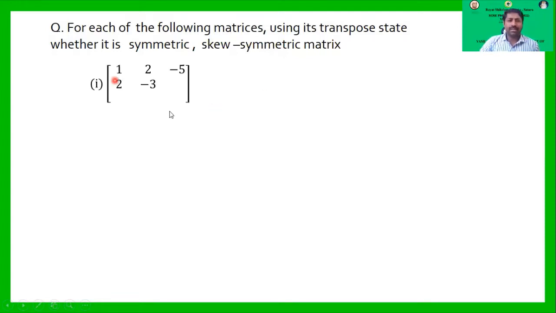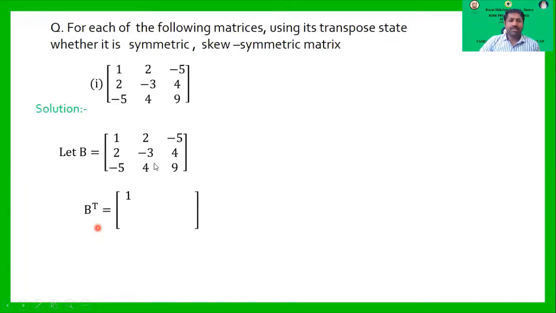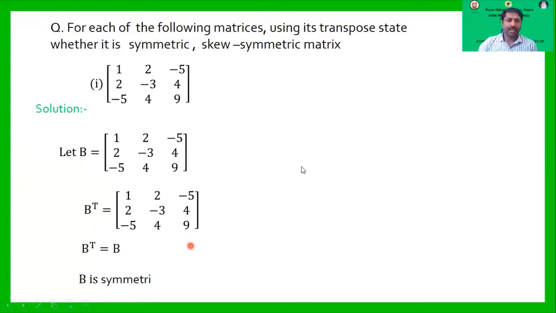Consider the example. This is a matrix of order 3 by 3. Let B be equal to this matrix. Now B transpose: here, the first row becomes the first column, the second row becomes the second column, the third row becomes the third column. So B transpose is equal to B. So its transpose and the given matrix are equal. So this is a symmetric matrix.